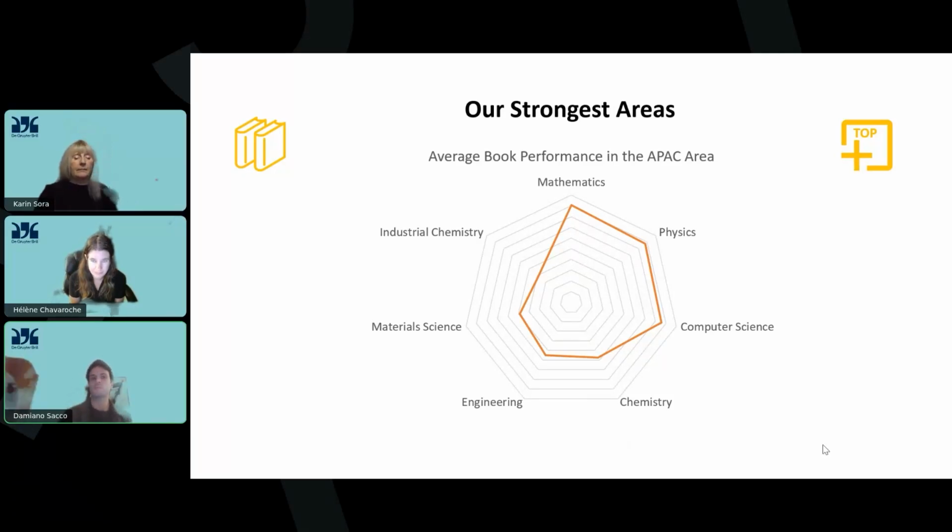This should not necessarily point you in any particular direction, but just so you know, on average, the books from the APAC area tend to perform better in computer science, in physics, in mathematics, and in chemistry. This does not mean at all that if you have a book in industrial chemistry or material science, you should not submit to us. Actually, all the contrary, we very much want to improve those. So this is just for you to keep in mind.